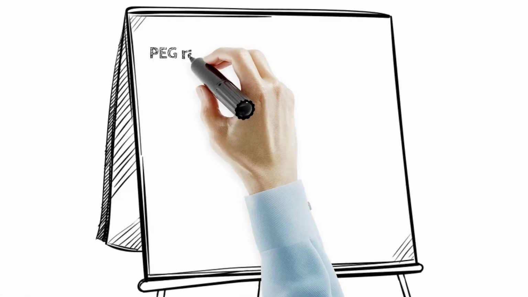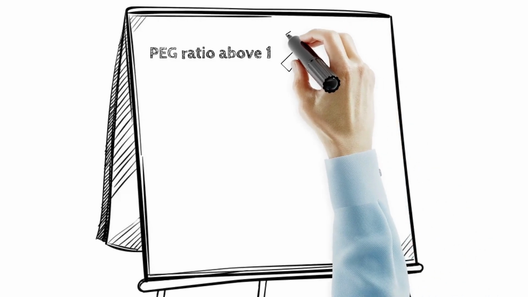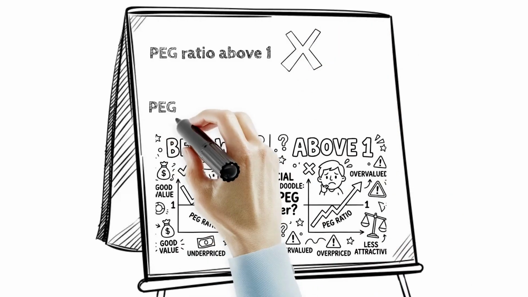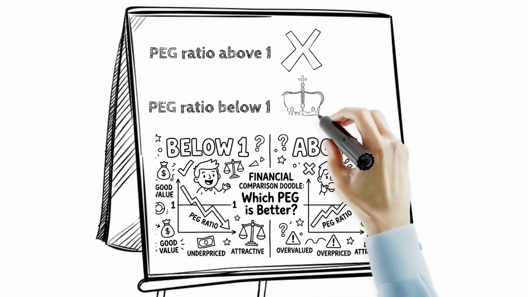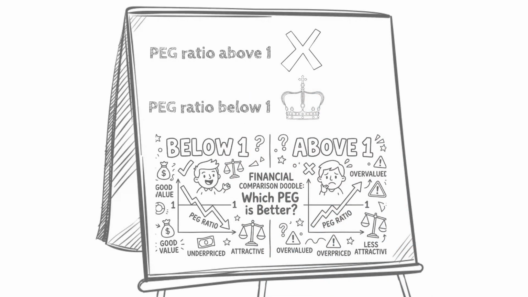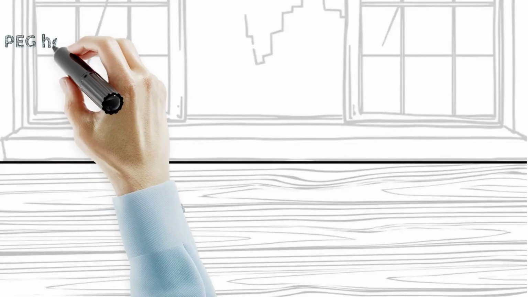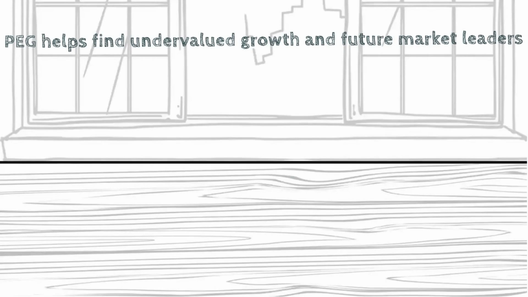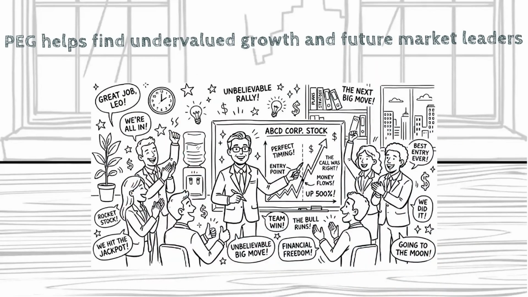In the investing world, a PEG below 1 is often considered a massive buy signal. It means you are paying a very fair price or even a discount for a lot of future growth. By using PEG, you stop looking for cheap stocks and start looking for undervalued growth. This is how you find the next market leaders before everyone else realizes how fast they are actually expanding.